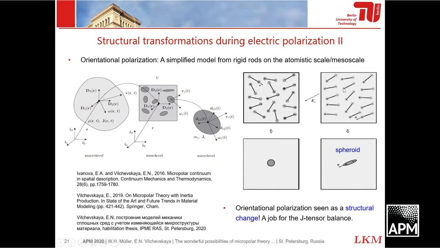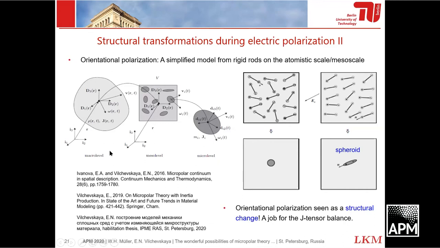And you are looking at this here and you will say, why are they not all in this direction? Because there's another force acting against it, thermal force. So what in the end we will get is something like that, which is called a spheroid. So we get some partial orientation. And this is what we are going to model now. The orientation polarization is seen as a structural change. And this is a job for the J tensor balance of our micropolar media.